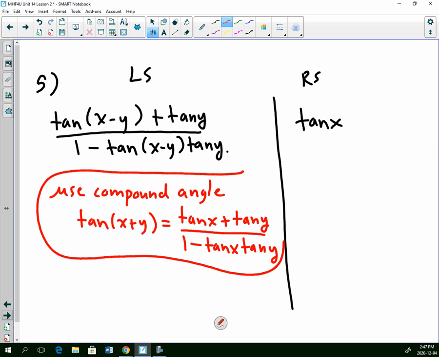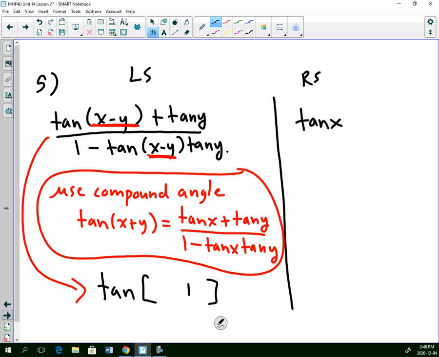I'm just going to keep this separate. So this identity looks a lot like tan(x + y) in expanded form. So I'm going to go back to tan(x + y), but you'll notice that it's not x, it's x minus y. So the only difference in the expanded form is instead of tan x, it's tan(x - y). So when I go back, my next step would be tan(x + y), but instead of x, it's an x minus y.